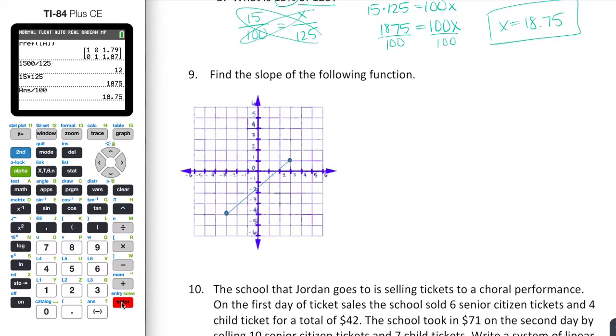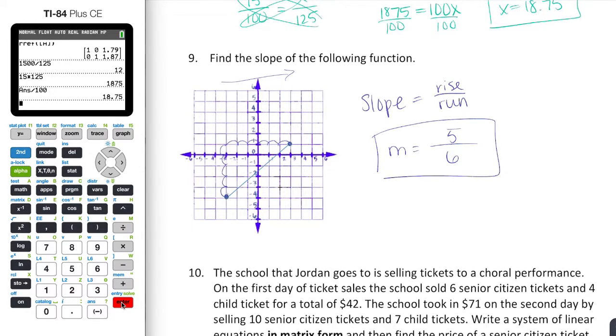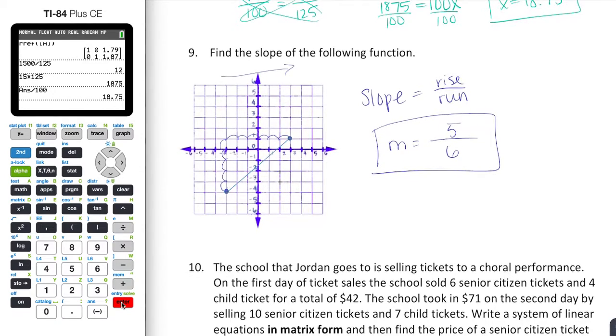All right, 9, find the slope of the following function. So slope is rise over run. It's going up from left to right, so that means it's a positive slope. So we're going to count how many it goes up. So from this point, it goes up 1, 2, 3, 4, 5. And then it runs or goes to the right, 1, 2, 3, 4, 5, 6. So our m, or our slope, is 5 over 6. So 5 here, 6 here.